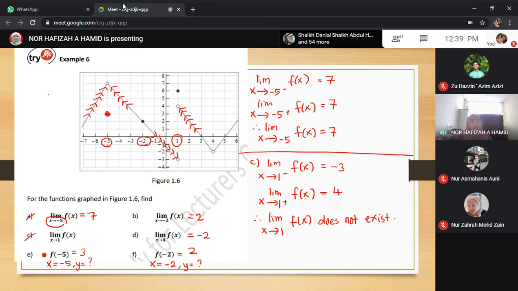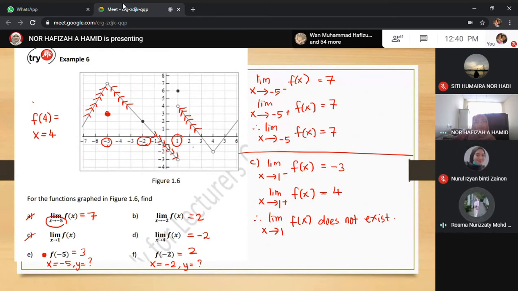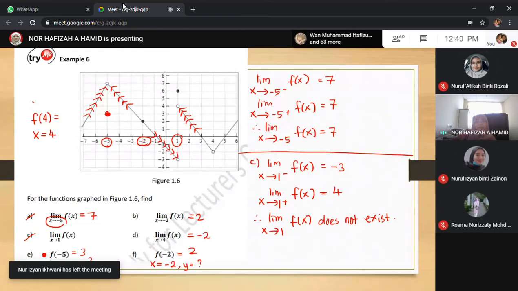For example, if I want to find f(4), what is the value of f(4)? When x is equal to 4. -2? Is it -2 or does not exist? Does not exist. So f(4) does not exist.